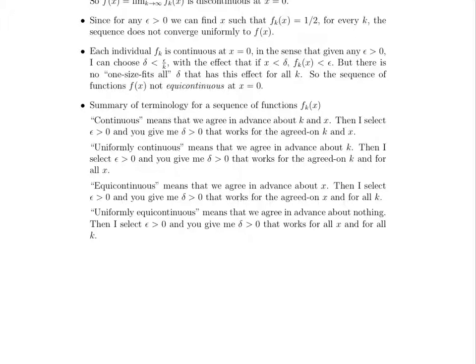So continuous is talking about a single function at a single point. Uniformly continuous is an epsilon delta partnership across an entire interval, but it's only talking about one function. Equicontinuous is talking about an epsilon delta partnership that works at a particular x value, but works for every single function in a sequence. And uniformly equicontinuous is clearly the hardest to satisfy. That means that we're talking about an epsilon delta partnership that works for every single function in a sequence and for every single x on the interval.